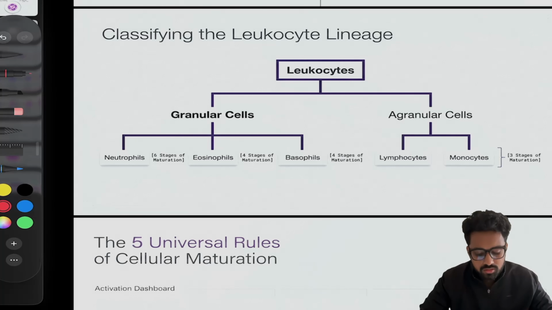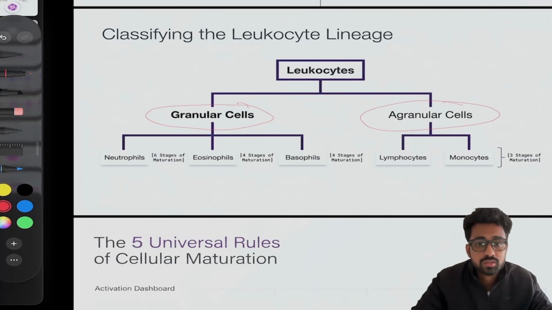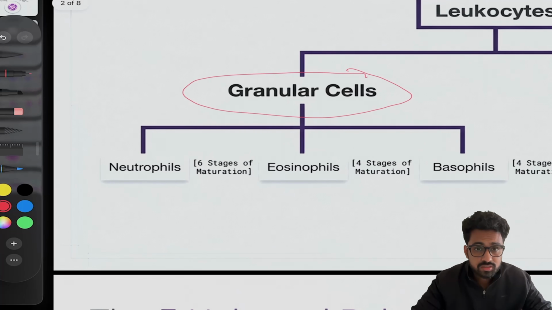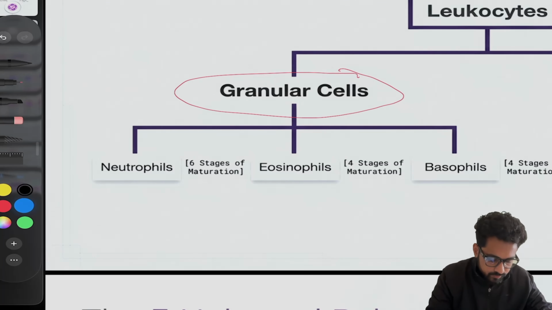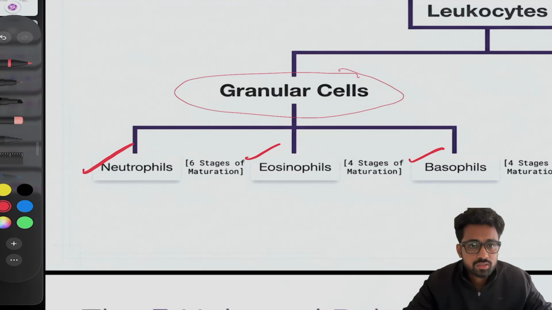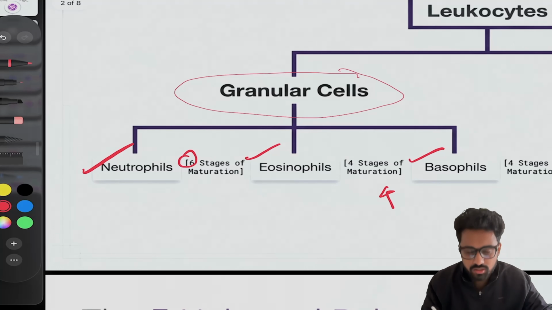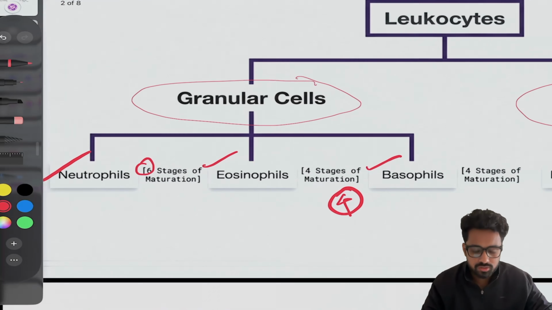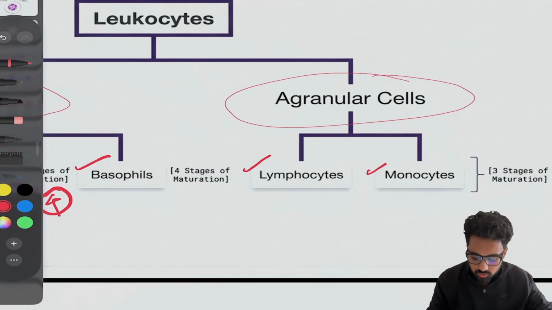In this, leukocytes are divided into granular cells and agranular cells. Granular cells are divided into three types: first is neutrophil, then second is eosinophil, and third is basophil. Neutrophil matures by 6 stages of maturation, and eosinophil and basophil mature by 4 stages of maturation. Next are agranular cells, which are of two types, lymphocytes and monocytes, which both mature by 3-stage maturation.